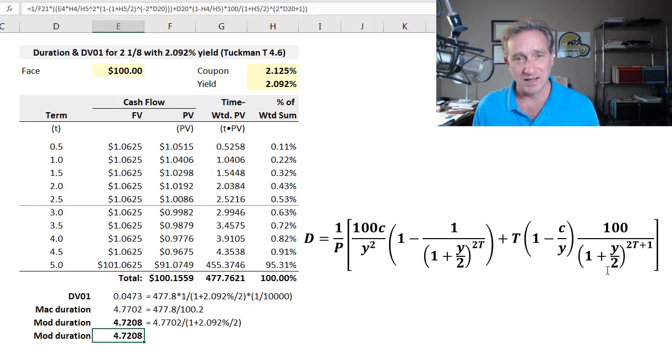This is a tedious formula. I can't imagine that any FRM candidate would realistically want to memorize this formula. It's possible, but you can see you don't need to do that. So that's modified and Macaulay duration.